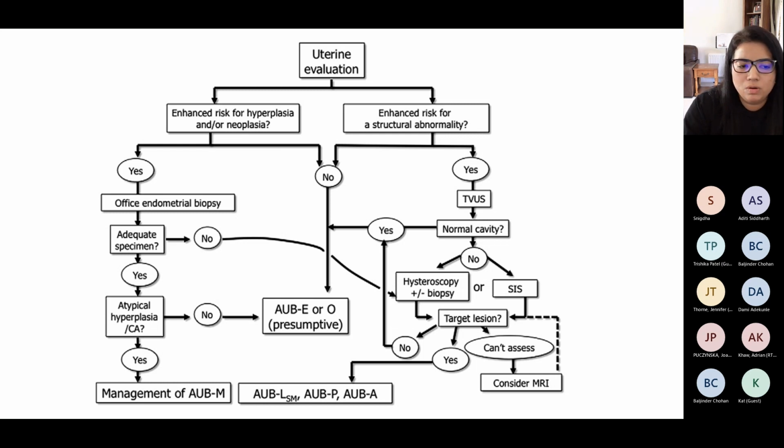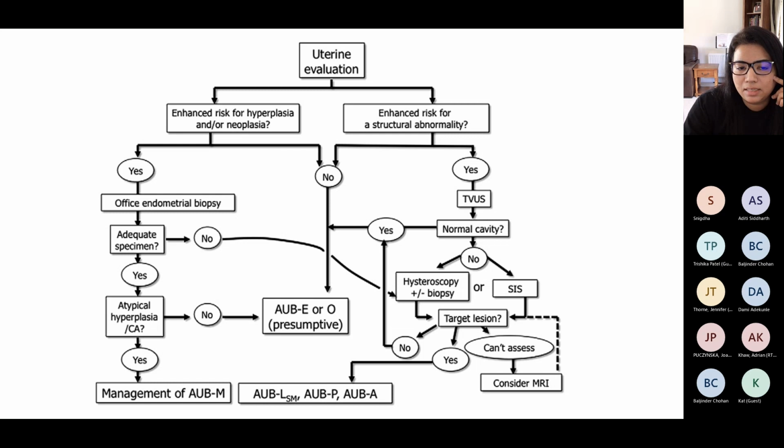And the management, again, will follow the path of the guideline for hyperplasia, which, depending on the type of hyperplasia, you give them progesterone or you do a hysterectomy. If you don't think it's in that criteria, then you have to essentially do a TV scan. And if the cavity is normal, then you think, is it endocrine or is it anovulation? If the cavity is abnormal, you do a hysteroscopy and you treat.